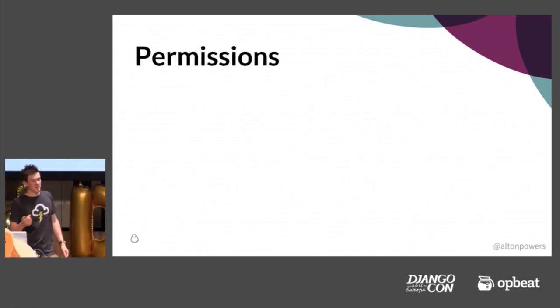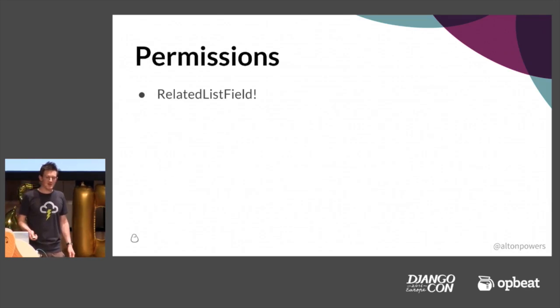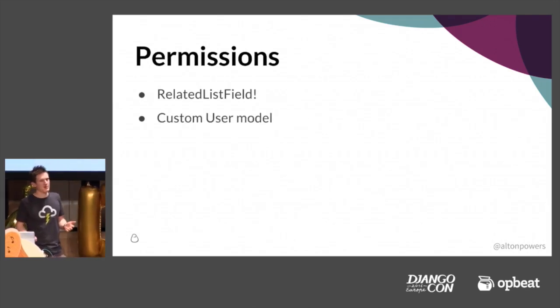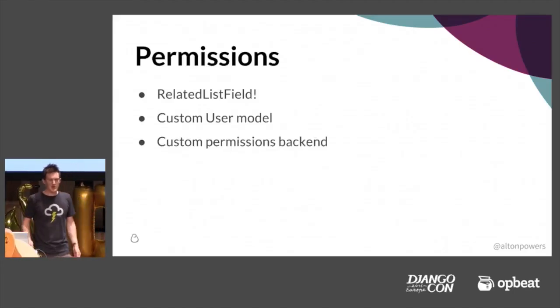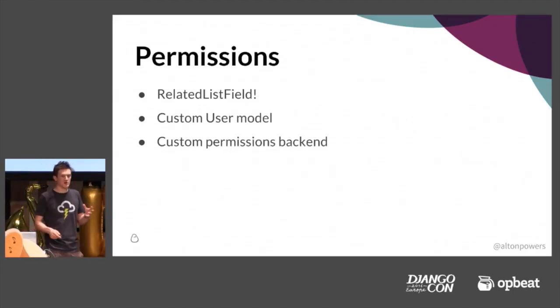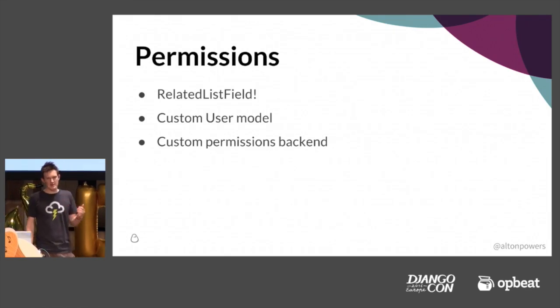That then means we can rebuild the permission system. Using that related list field, we can now have many-to-many relationships between users, permissions, and groups. Then we can have custom user models anyway now. So with that and a custom model backend, we can now build a permission system which is functionally identical to Django's and can easily be plugged in.